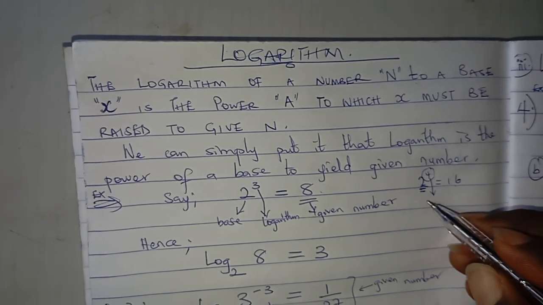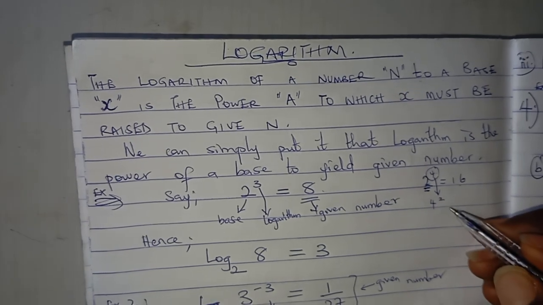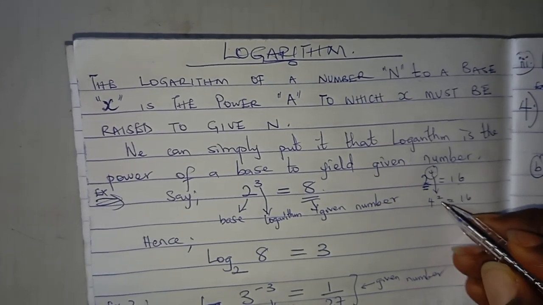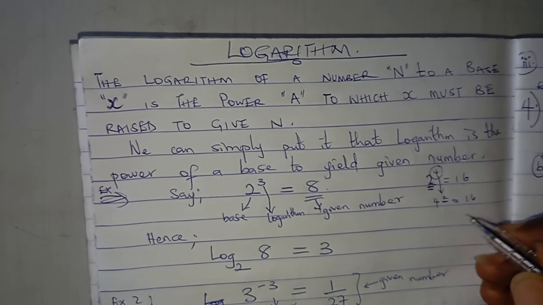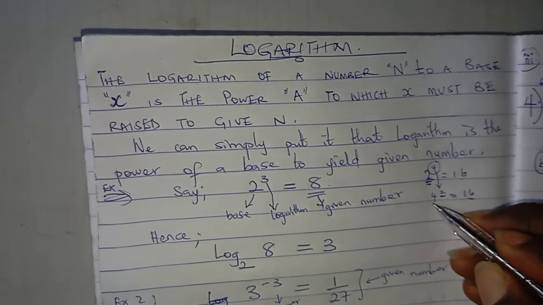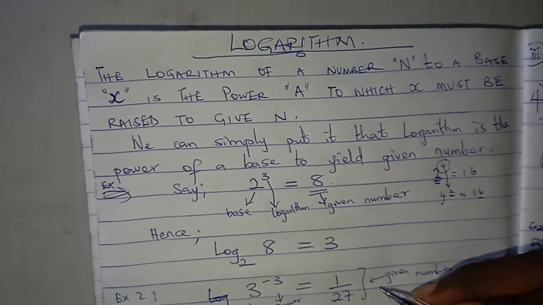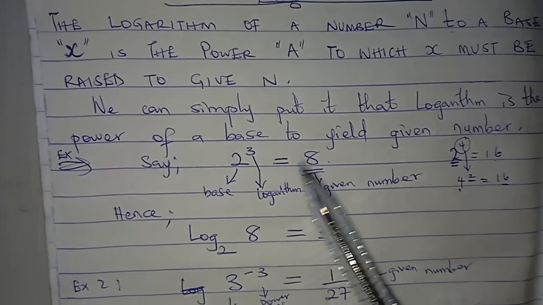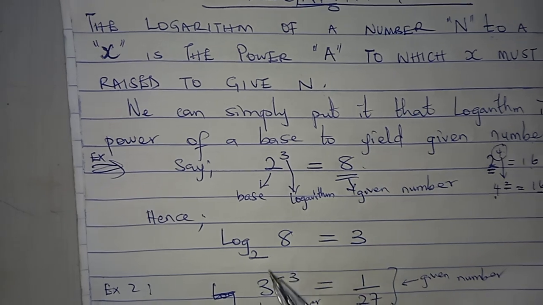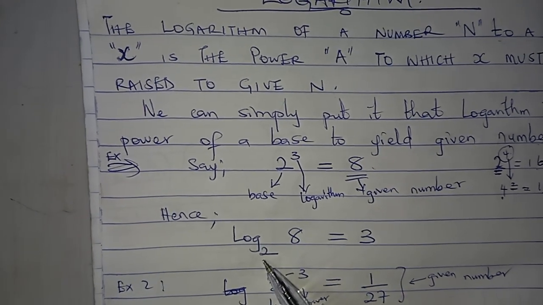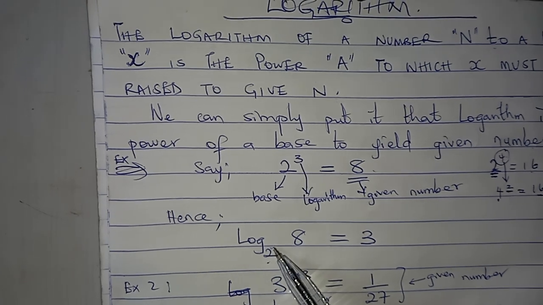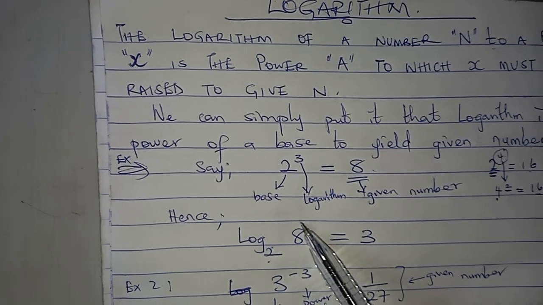Which also means that if I have 4 raised to power 2, and I know that 4 times 4 is 16, then 2 is the logarithm of 16 whenever 4 is the base. Are you seeing it now? So the goal here is to simply get the point that whenever you have a base, what can you add as the power of the base to get the given number?